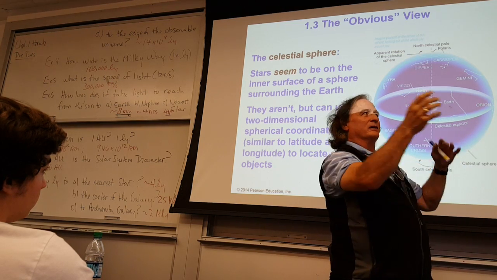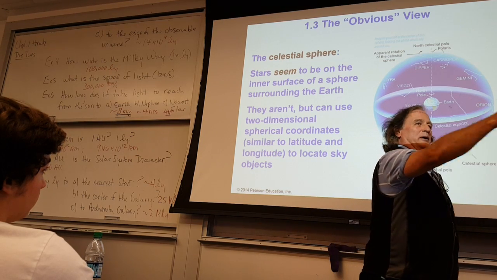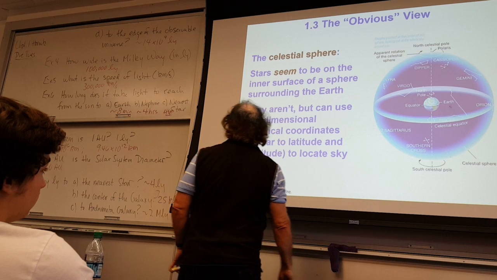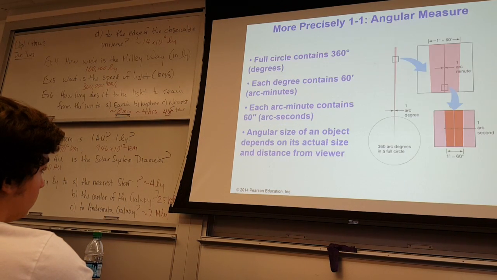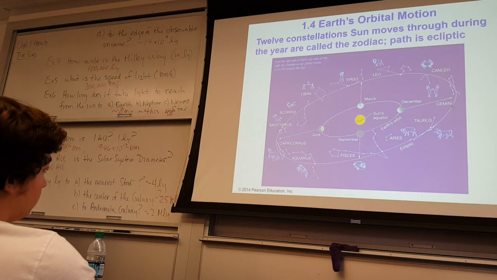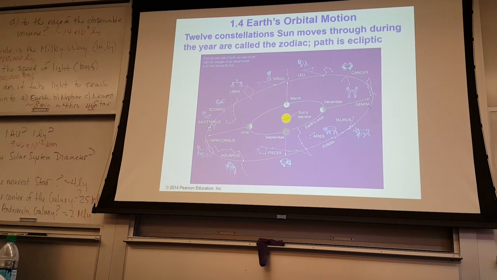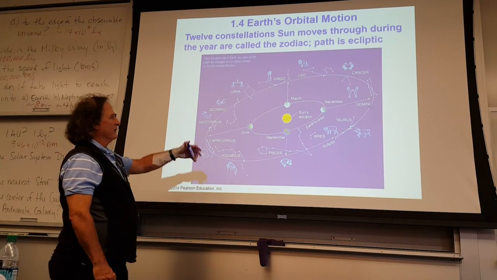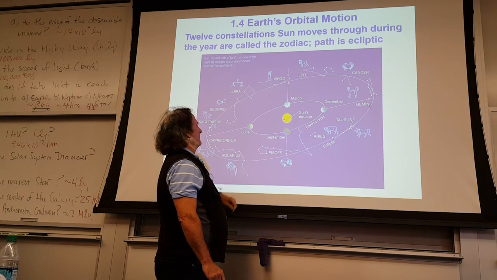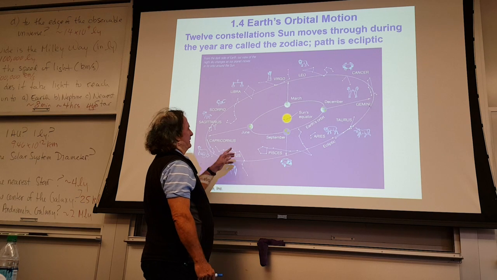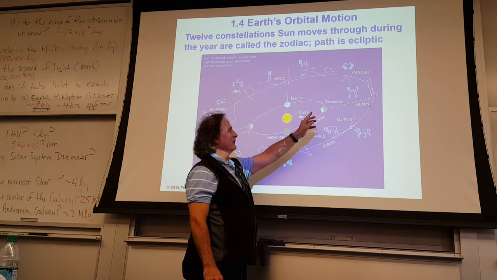So the rotation of the Earth gives rise to this nightly motion, but then there's a yearly motion due to the orbit. So let's see if we can get a picture of that. So I'm going to skip down here a little bit. Here we have the sun and the Earth. We're around here in late August or mid-August. But let's take things as they are here in June versus December, for example.